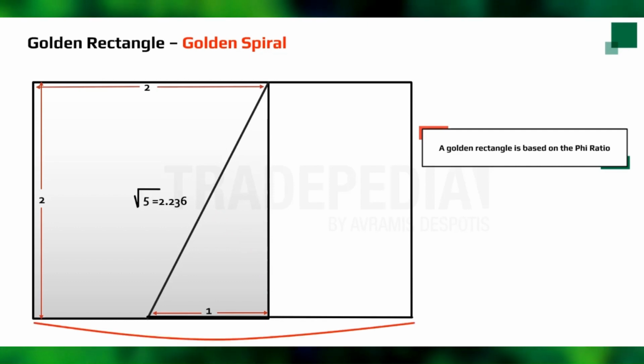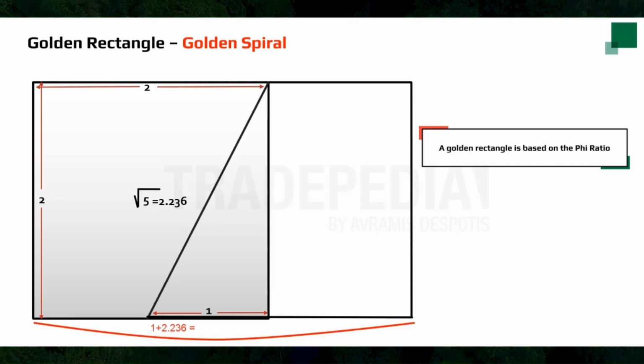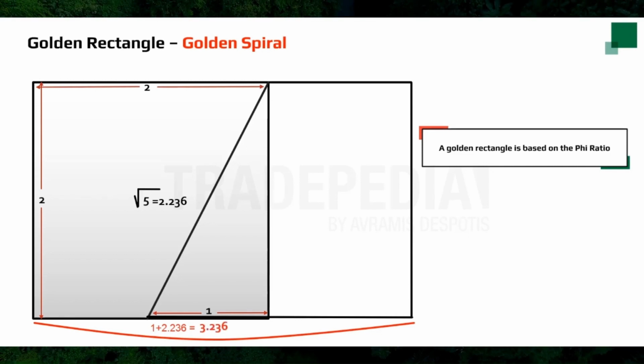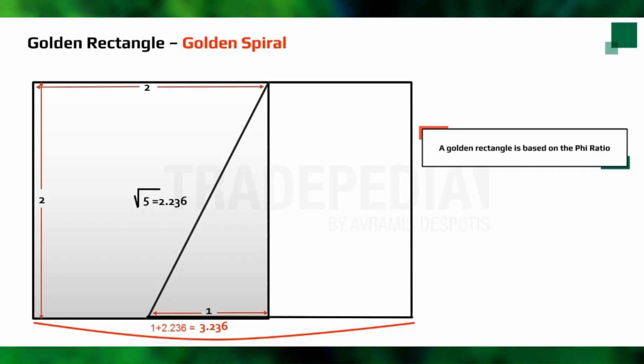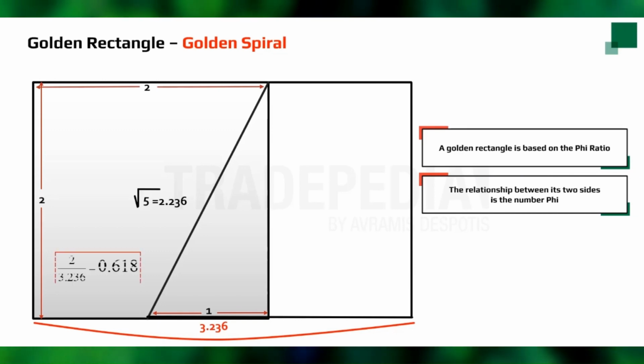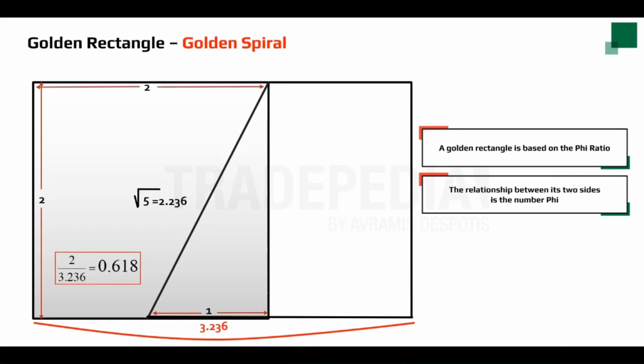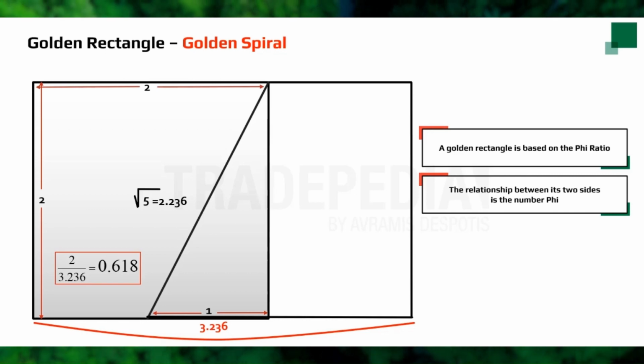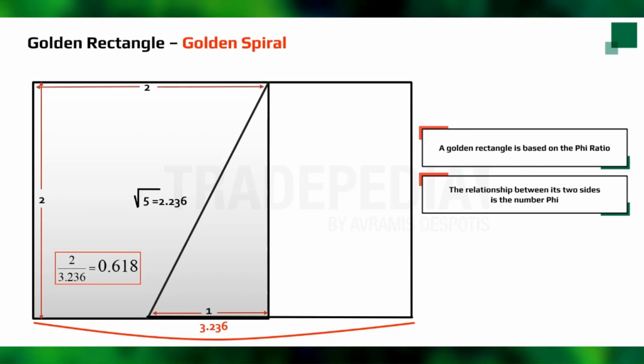So the distance of this line is 1 plus 2.236, which is equal to 3.236. So one of these sides is 2, the other is 3.236. If we divide 2 by 3.236, we find 0.618. Hence, we have created a golden rectangle.